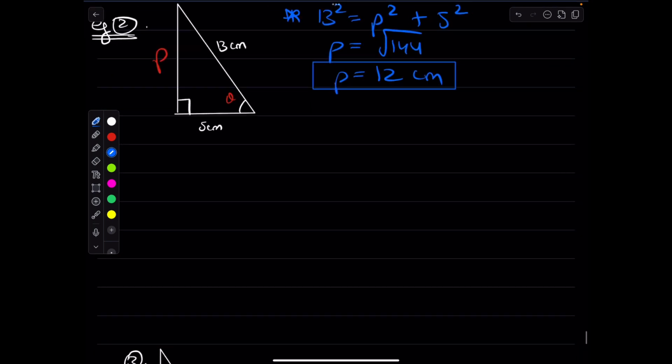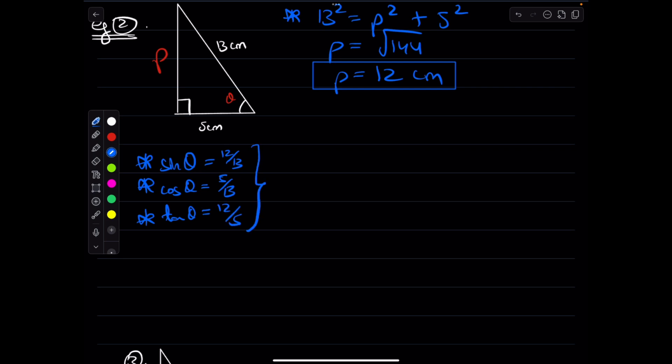Then again, we can use either of the trigonometric ratios. Sin theta in this case would be 12 over 13. Similarly, cos theta is adjacent over hypotenuse. That would be 5 over 13. And tan theta is equal to 12 over 5. And the angle from all three of these ratios turns out to be 67.14 degrees.